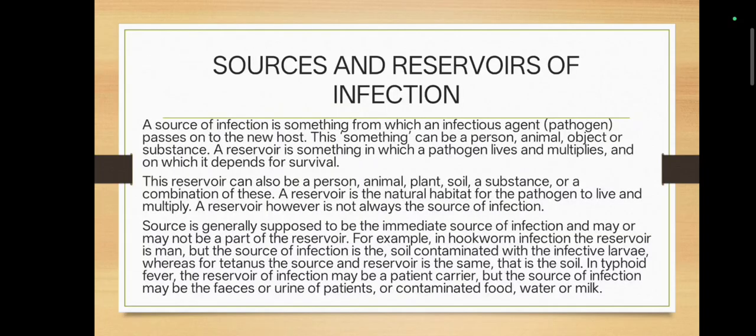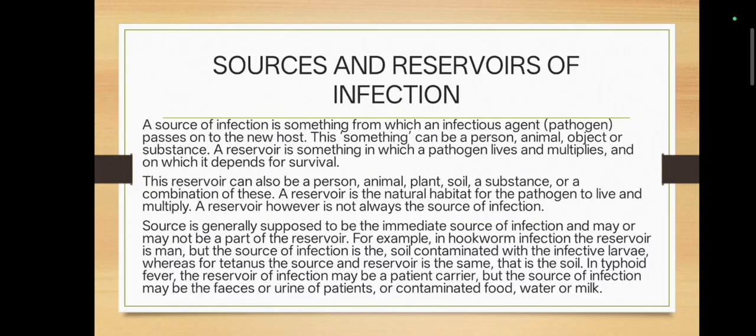Sources and reservoir of infection. A source of infection is an entity from which a pathogen is transmitted to a new host. This can be a person, an animal, an object, or a substance. A reservoir is the environment in which a pathogen lives, multiplies, and depends on for survival. Reservoirs may include people, animals, plants, soil, inanimate substances, or combinations of these.